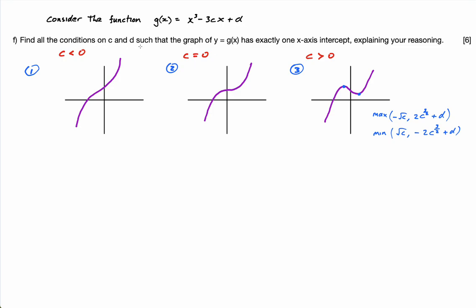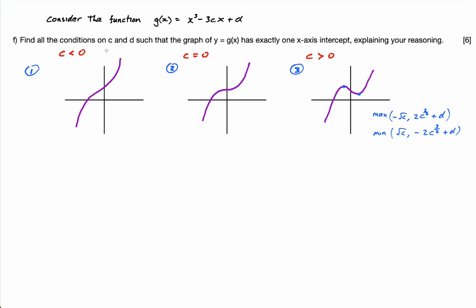Find all the conditions on C and D such that the graph of y equals g of x has exactly one x-intercept, explaining your reasoning. Okay, so let's go back to our 3 situations. C is less than 0, C is equal to 0, and C is greater than 0. This is our 3 conditions on C, right? Less than 0, I have something that looks like this. C equals 0, I have something that looks like this. And C is greater than 0, I have something that looks like this. The D just decides how much up or down these graphs are transformed or translated.